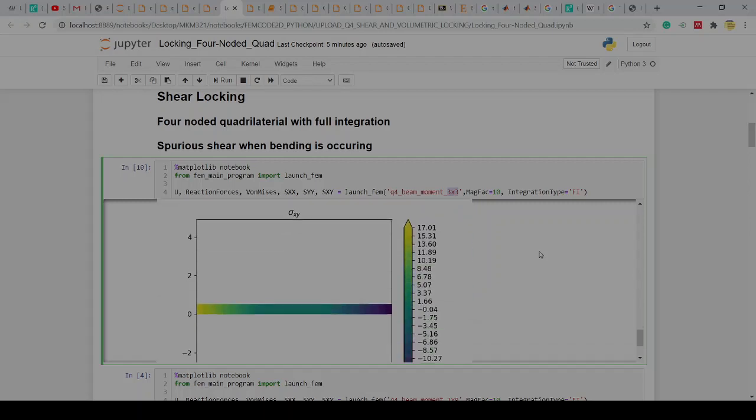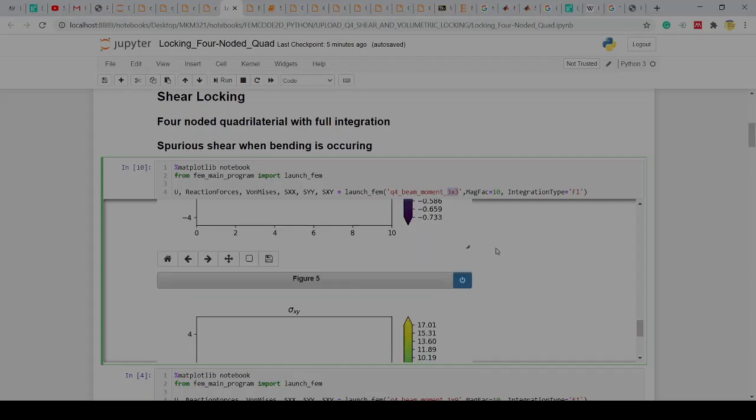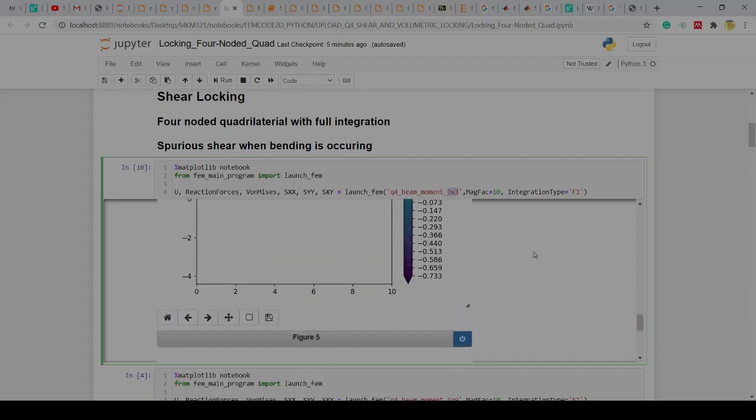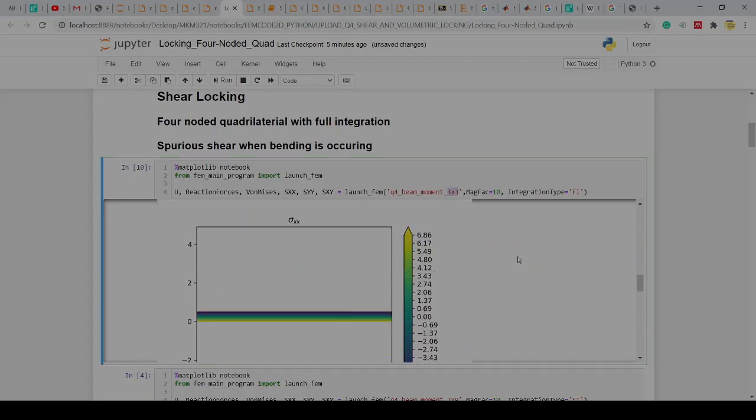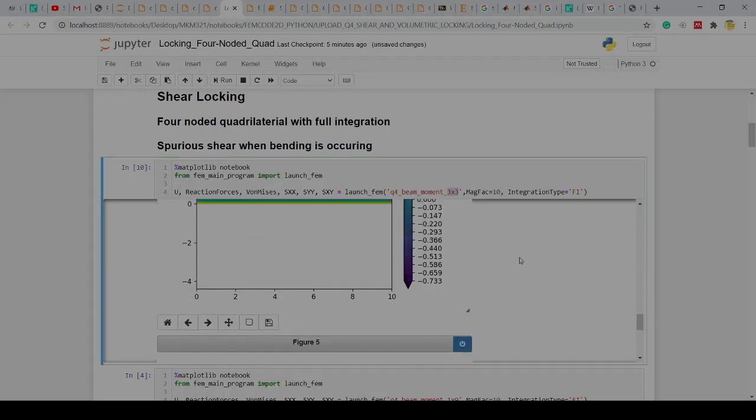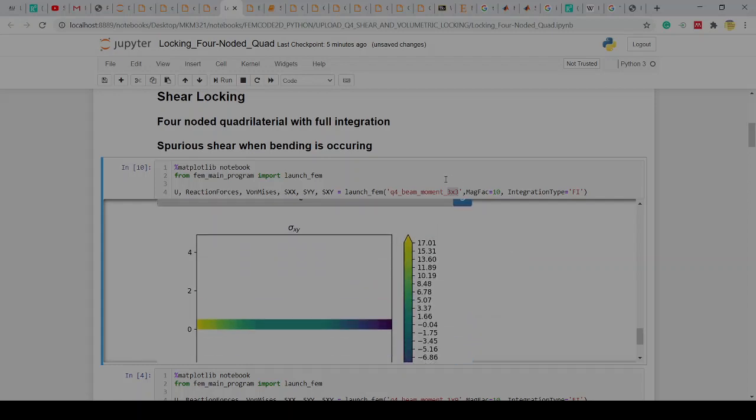Sigma xy is significantly larger. Sigma yy is at least quite low, but look at sigma xy, 17. Much more than what we have as the normal stress. So it's twice that. Our shear is twice the amount that we have for our normal stress. And we're already using 9 elements to model this. It's not like we're not using any elements. This is important to understand. We're inducing a bending moment on the Q4 element.